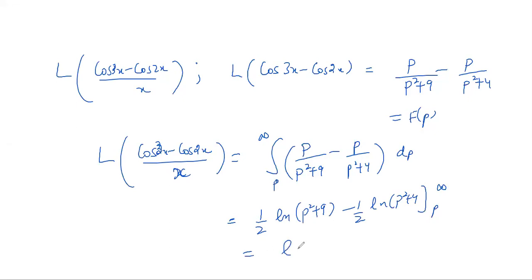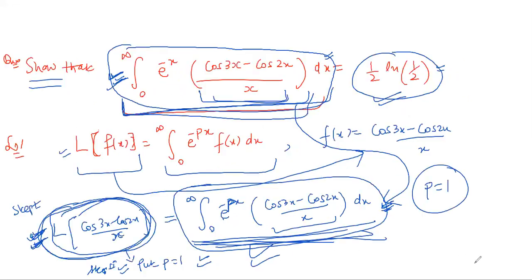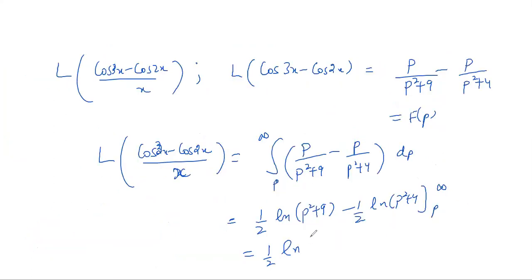So 1 by 2 you can keep outside. Now just look at your function, the final answer has to be 1 by 2 something, so this 1 by 2 you can keep outside. So 1 by 2 log of (p square plus 9) by (p square plus 4), and now you have to substitute the upper and lower limits. So what is the answer for the upper limit? Can anybody tell?